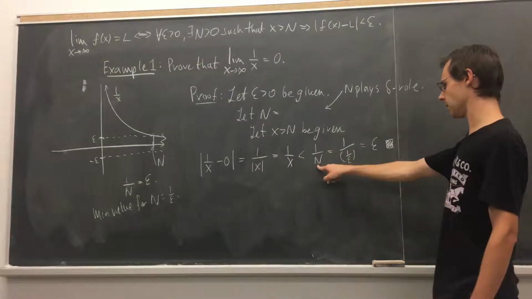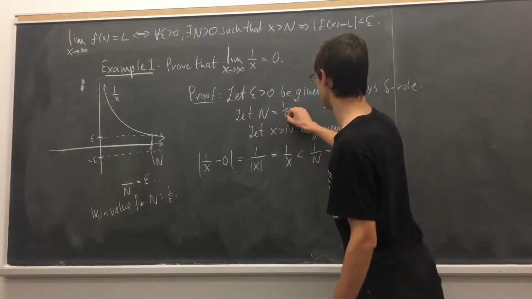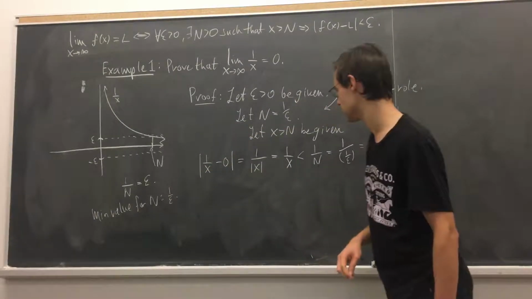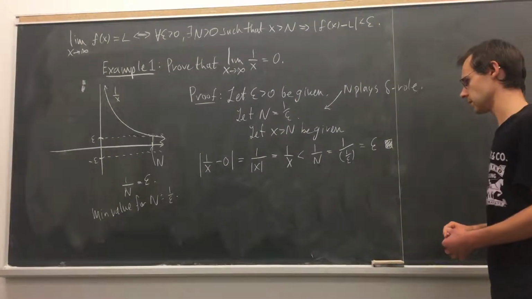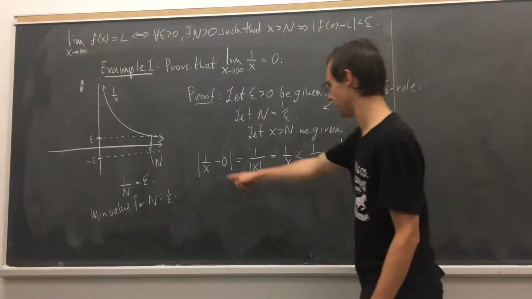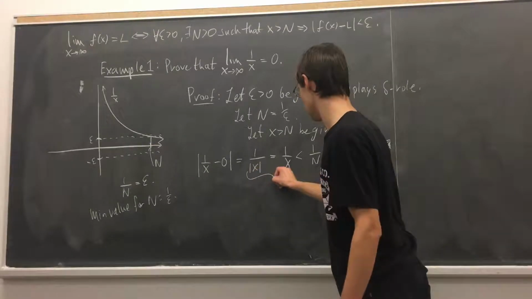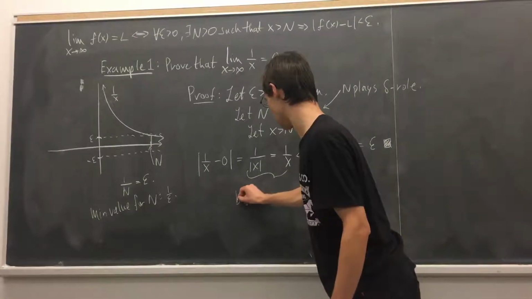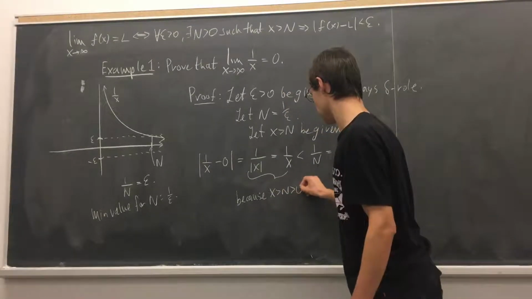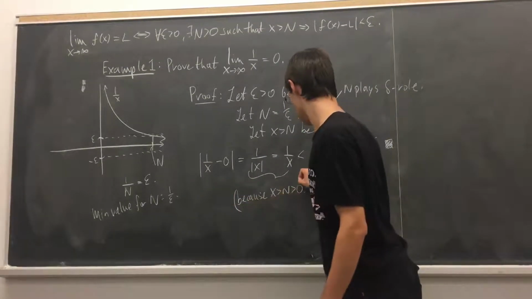So we need our N to be equal to 1 over epsilon, in agreement with what we found there from the graph. Okay? Here we just deduce this algebraically. So again, where did these steps come from? The first one was just simple algebra. This one is because x is larger than N, which is larger than 0.